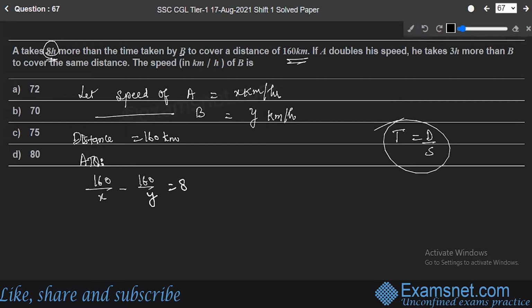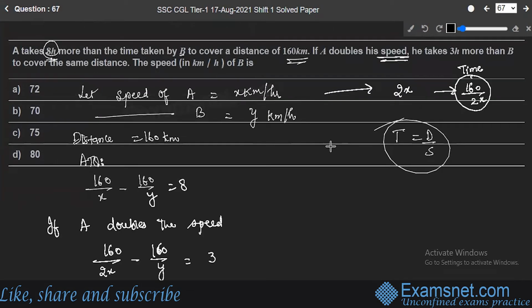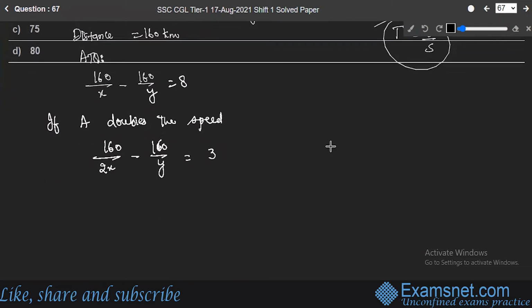Now, what does it say? It says if A doubles the speed, what will be the speed of A in the next case? It will be 2x. And what will be the time taken? It will be 160 by 2x. This will be the next time taken. So if A doubles the speed, then 160 upon 2x minus 160 upon y is equal to 3. B is not changing the speed. It's saying that now A takes 3 hours more than B. So now this is 3.